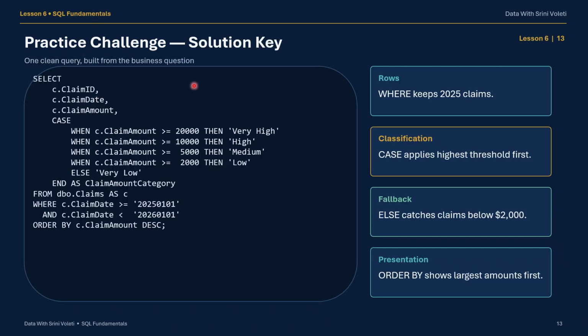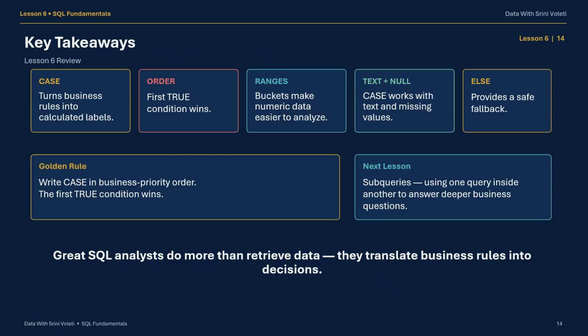Congratulations, you have completed Lesson 6 on CASE WHEN. CASE turns business rules into calculated labels. Order matters because the first true condition wins. CASE can create numeric ranges, classify text values, combine multiple conditions, and explicitly handle nulls. ELSE gives us a reliable fallback. Most importantly, CASE helps transform raw database values into decision-ready reporting categories.